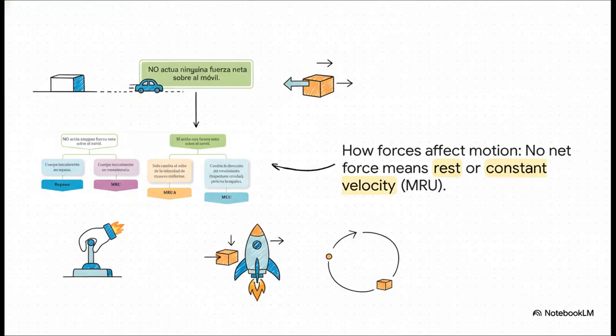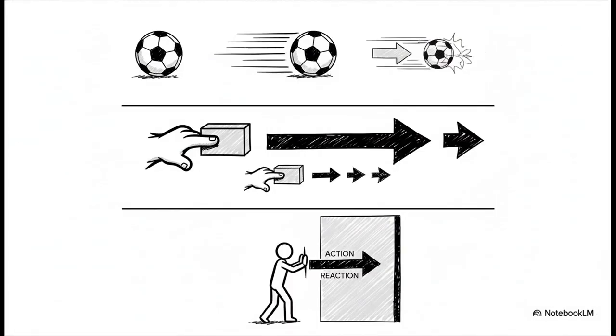Look, if there's no overall or net force acting on something, it just keeps doing what it's doing. It either stays put or it keeps moving at a constant velocity. Hey, there's our old friend MRU. But the second you add a net force, bam, you get acceleration. You speed up, slow down, or turn. That's it. And it all comes down to these three legendary laws.